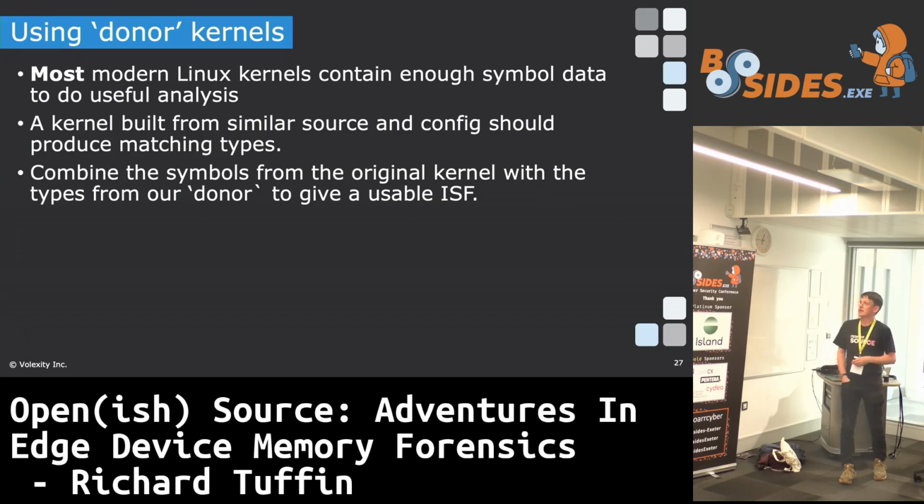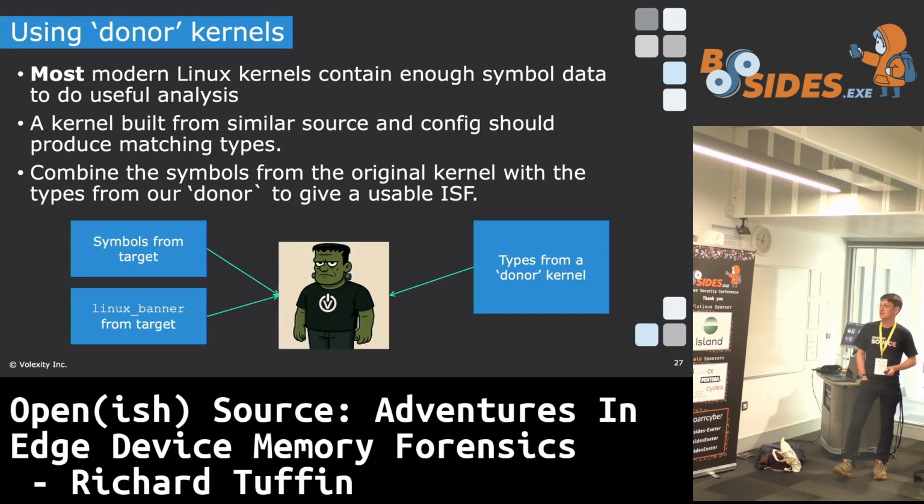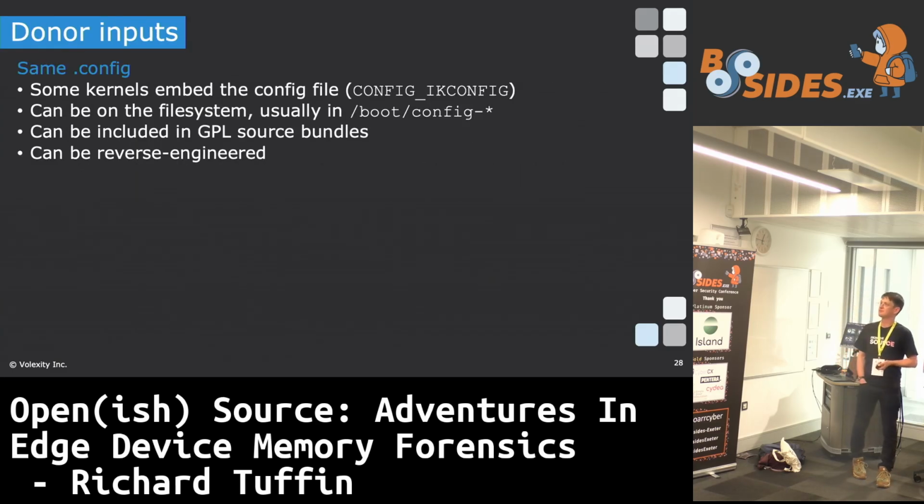So this is a technique that I use instead: donor kernels. Most modern Linux kernels have enough symbol data to do useful analysis, as I mentioned earlier. A kernel built from similar source and config should give you the same structures. Join the two things together, and you can produce an ISF that is actually useful and gives you usable analysis.